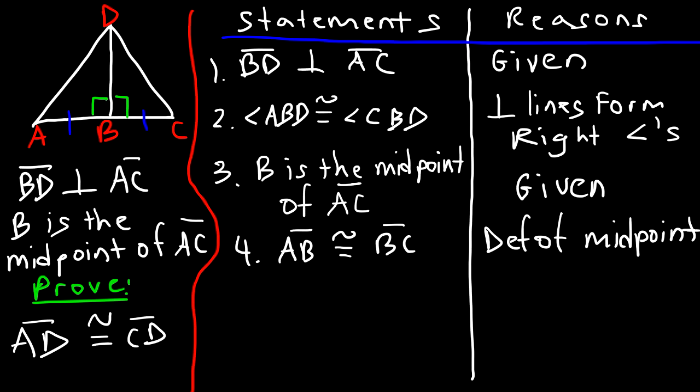Now, what else can we say? What else do we need to prove that the two triangles are congruent? Now, notice that triangles ABD and CBD share a common side, and that side is BD. So we could say that BD is congruent to itself according to the reflexive property.